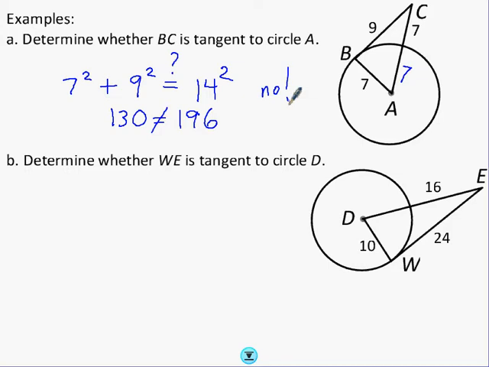All right, we'll try this one as well. The part that I'm missing is the 10 here. And again, if this were a tangent segment, then that would be perpendicular. Let's see if it should be perpendicular. Is 10 squared plus 24 squared equal to 26 squared? That's our question. Do a little math. I believe it's 676.